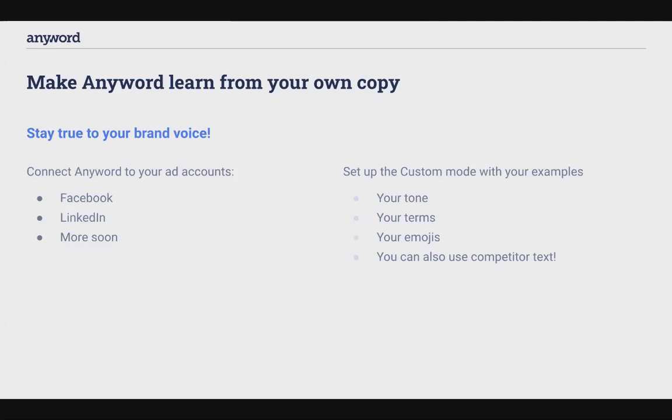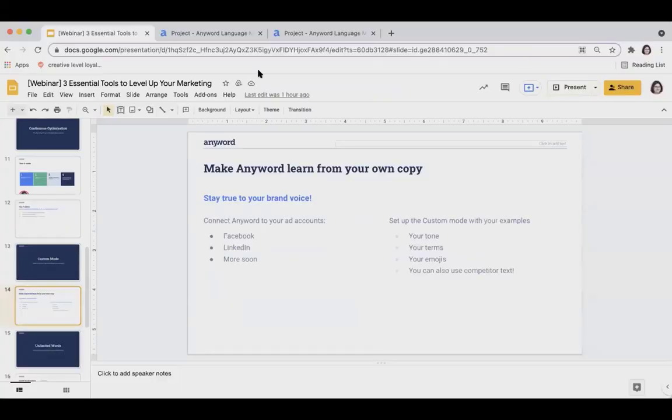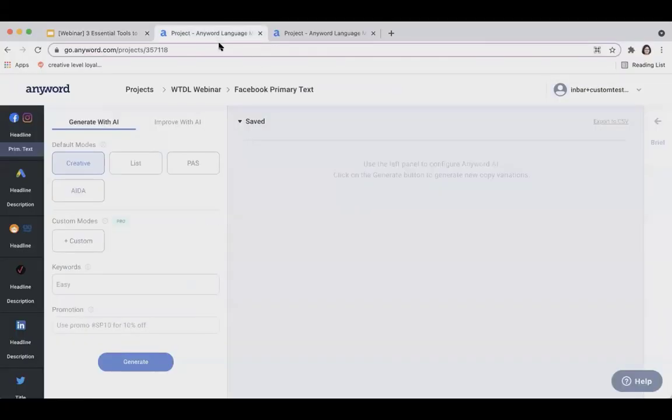Or you can literally just insert your own examples, and that way it'll stay true to your tone. By the way, fun fact, if you want to imitate a competitor, you can do that too. You can take top performers you're seeing from your competitors and basically put that in the platform, and boom, you've got copy that imitates your competitors. Yeah, if that's what you want to do, there you go.